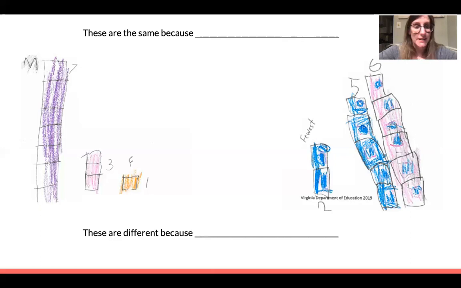Maybe you notice that in this first one, the student started with the biggest tower and went down to the smallest tower, the least tower. And the person on the other side started at the small, the fewest, or the least tower and went up to the tower that had the greatest amount. Maybe you also notice that each of the towers are a little bit different. They don't have the same number of cubes in each one.